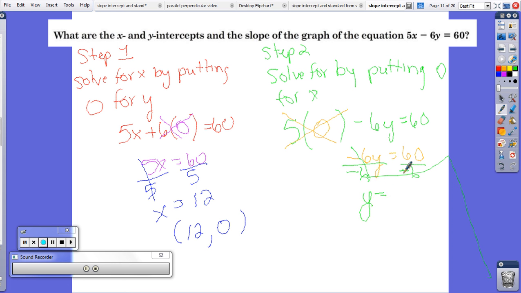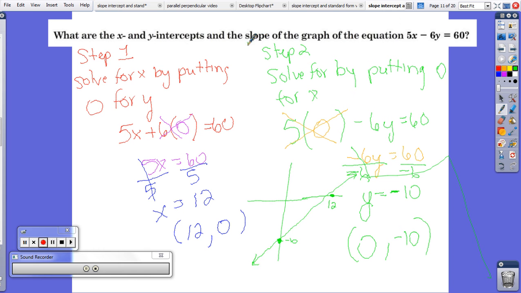divided by negative 6. A positive divided by a negative is a negative. 60 divided by 6 is 10. So now we can write this. Remember, we put in 0 for x, and this is now a negative 10. So an intercept, this is where it's going to cross your graph. So you can graph this, right? Your first point is 12, 0. So you can go over here to 12 and 0. Your next point is going to be 0, negative 10. So there's your line. Yeah?